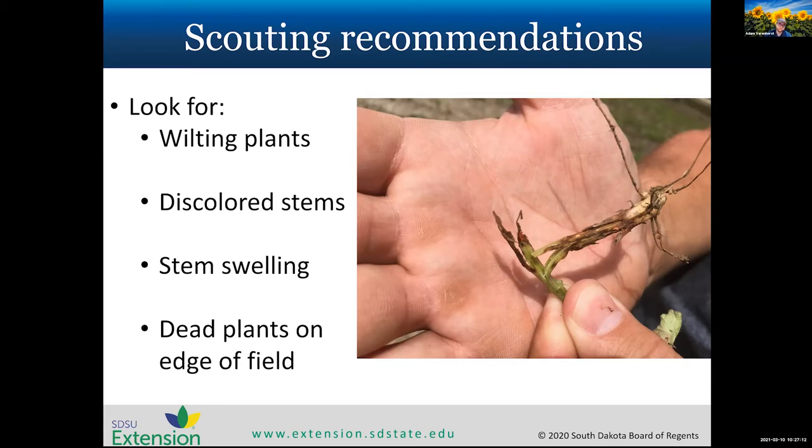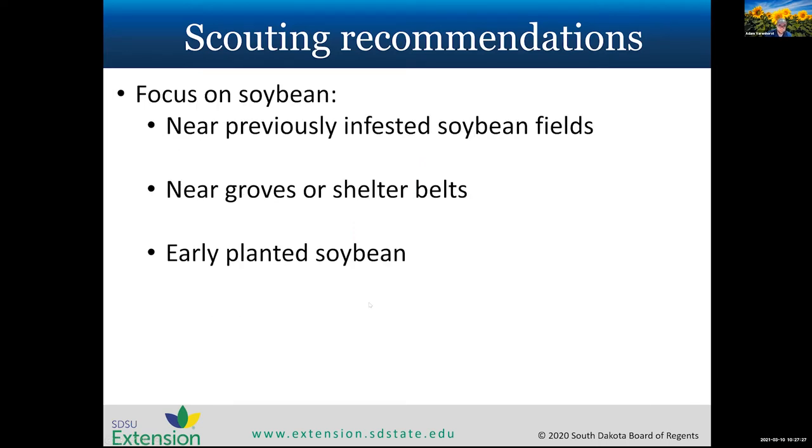But you look for that stem swelling, and then any dead plants on the edge of the field also are your dead giveaway. So that's where you should always start, is on the edge, especially if you're by a shelter belt grove or this year's corn. And that's what I'm saying here. Those areas where you really need to target are edges of the fields and really any place that you have corn and soybean really close together. If it's one field and you split it, that's probably where these are going to show up first.